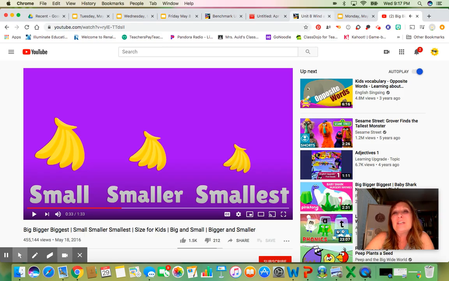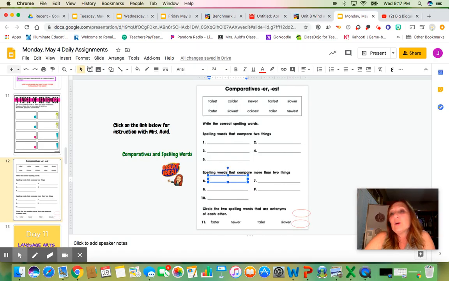Okay, so I think you get the idea. When we're comparing two things, we use the suffix ER. When we're comparing more than two, three or more, then we use the suffix EST.